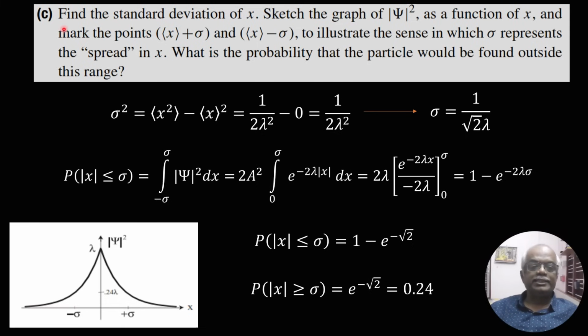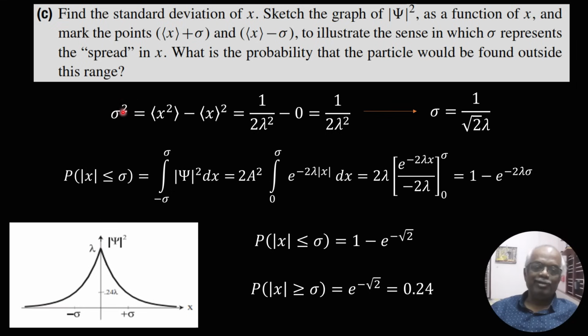Now section C: find the standard deviation of x. Sketch the graph of modulus psi squared as a function of x and mark the points x plus sigma and x minus sigma to illustrate the sense in which sigma represents the spread. So, in this spread in x, what is the probability that the particle would be found outside this range?